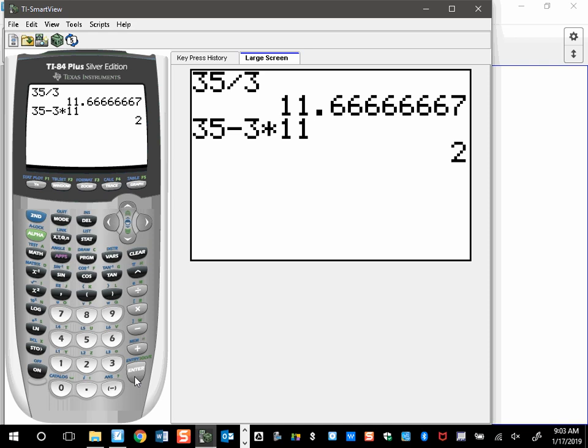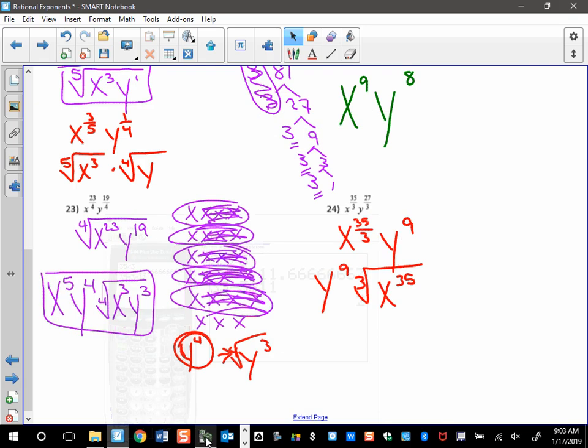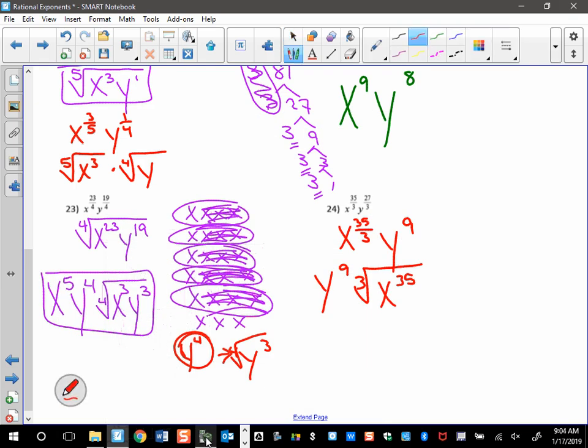So what are those numbers telling me? What's the 11 telling me? How many times it went nicely in. So how many are coming outside, and the 2 is how many stay. So 11 is outside, 2 is inside. So x to the 11th, outside, we still have the y to the 9th. And we said it was how many x's left?